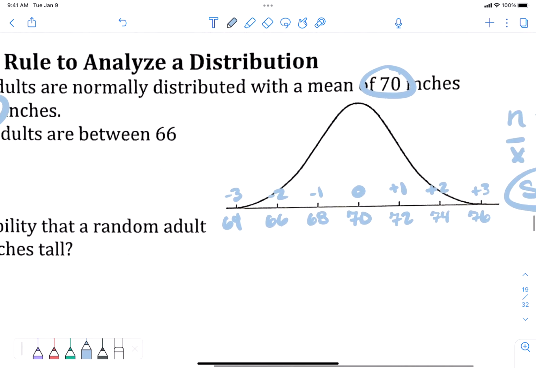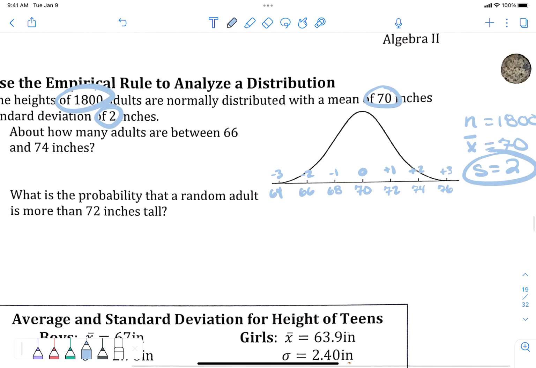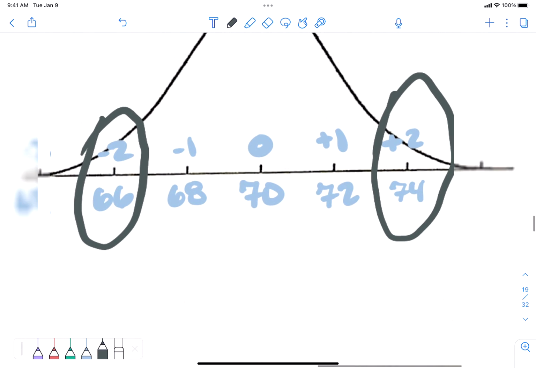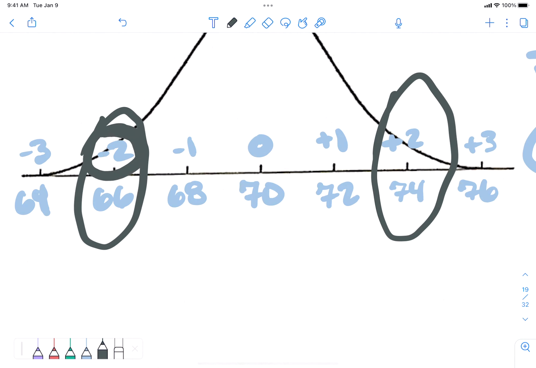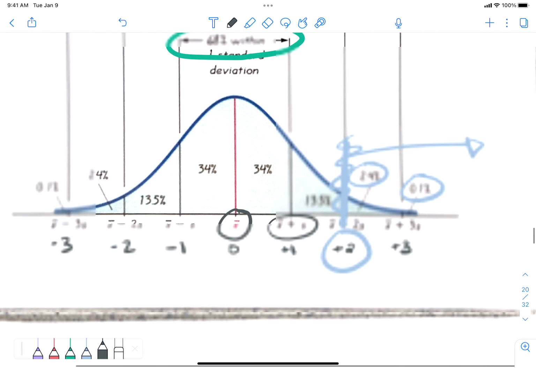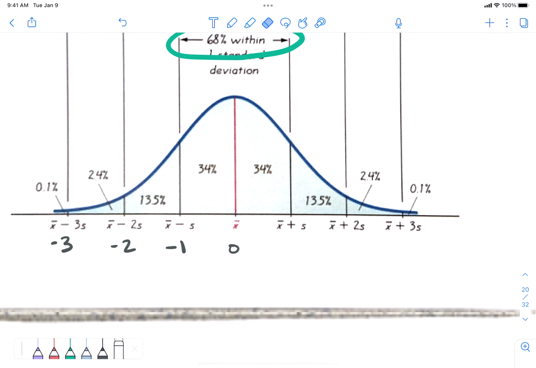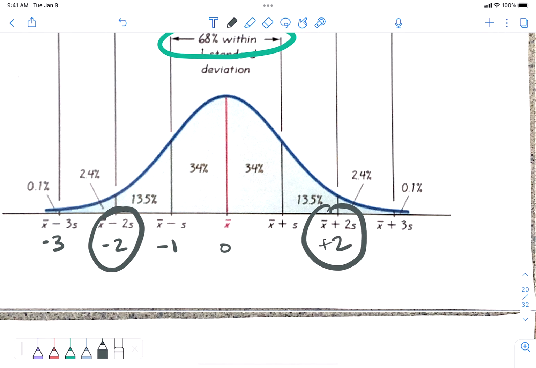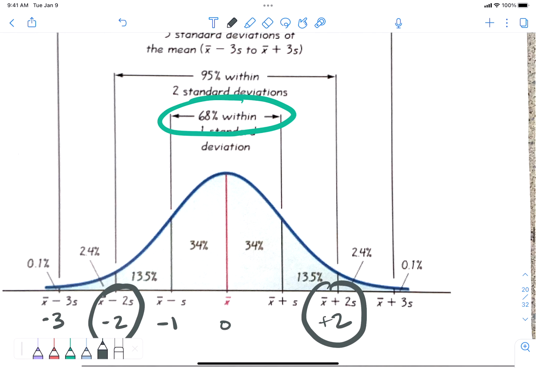Okay, now we're going to answer the questions. It says about how many adults are between 66, circle where 66 is, and 74. 66 and 74. What station is 66 at? -2. He's at -2. 74 is at? +2. Okay, so go to your bell curve. So locate -2 and +2. -2 is here, +2 is here. 95. What %?